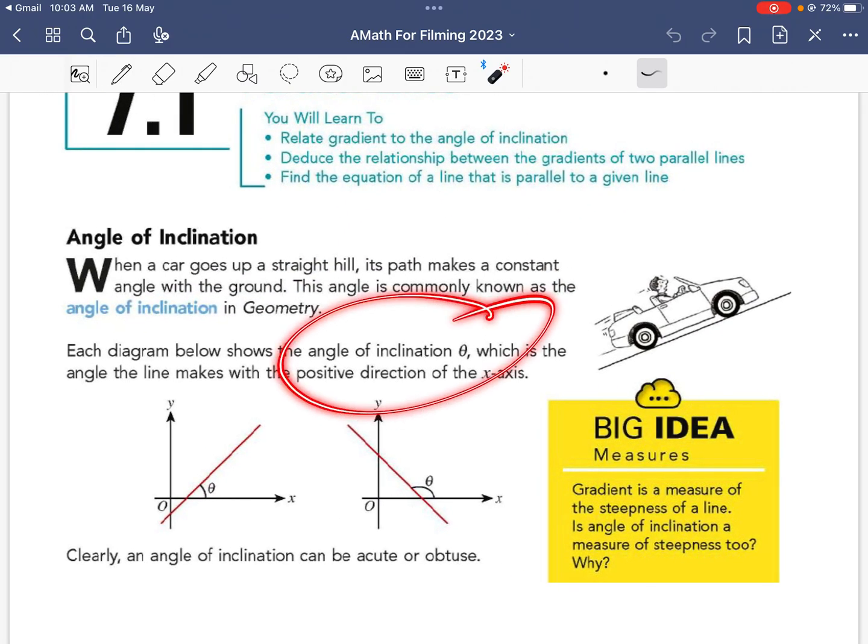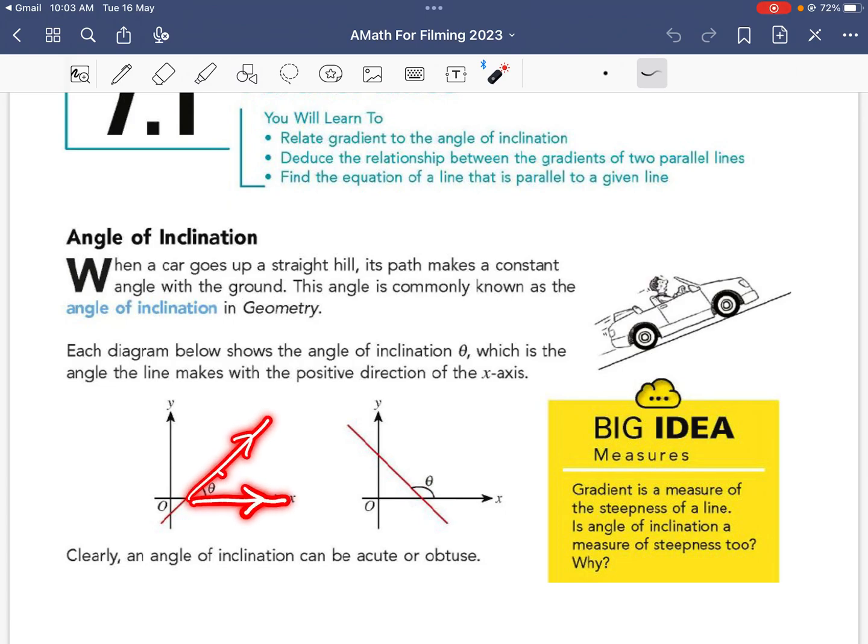Next, the idea that we will learn today is about the angle of inclination, theta. This is the angle that the line makes with the positive direction of the x-axis. So here we have theta, and here also theta. The positive x direction, the x-axis, is going this way. This is the angle we're looking for. Basically, the angle we're looking for is the one facing to the right, not the one that's facing to the left.